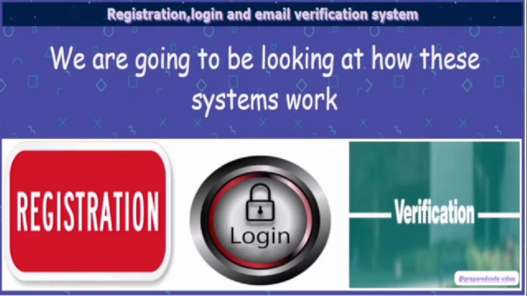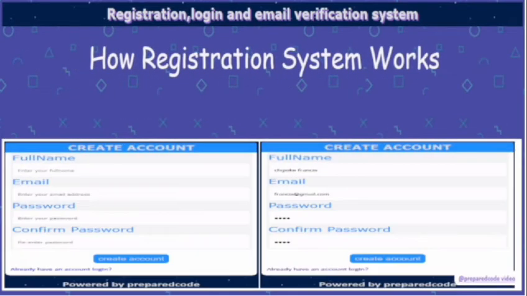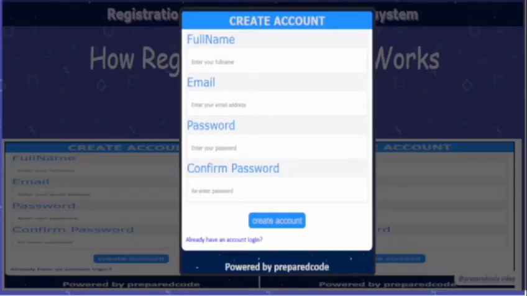Now our registration system always comes with a form that asks the user for input. Now look at this form. You can see our first form here. We have a place for full name. We also have an input for email, an input for password, and an input for password confirmation.